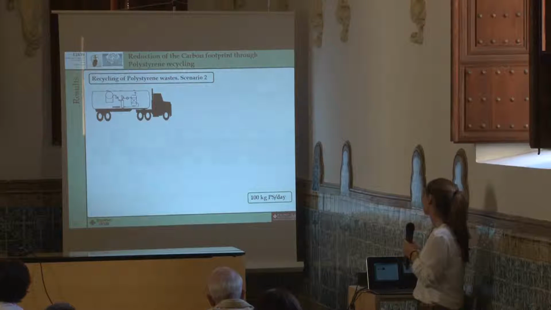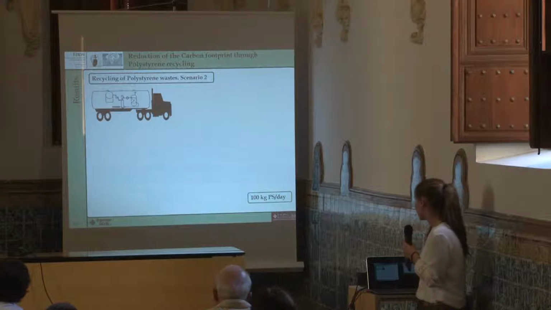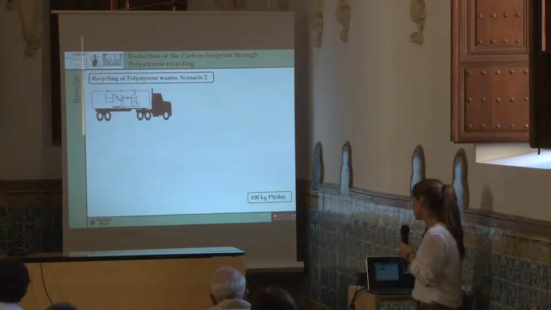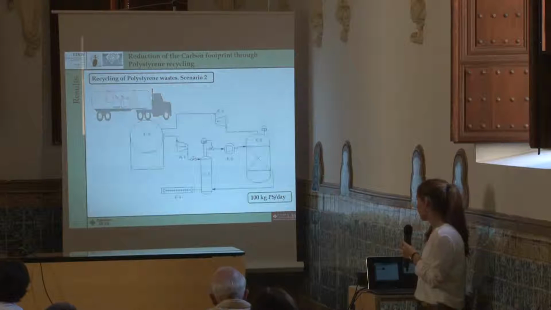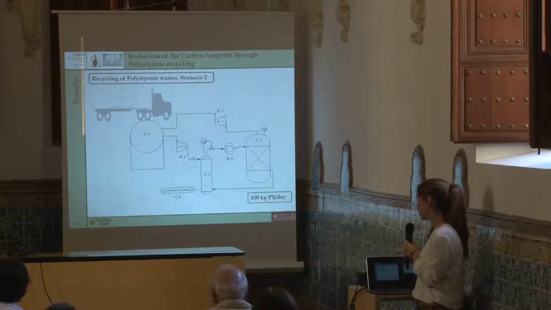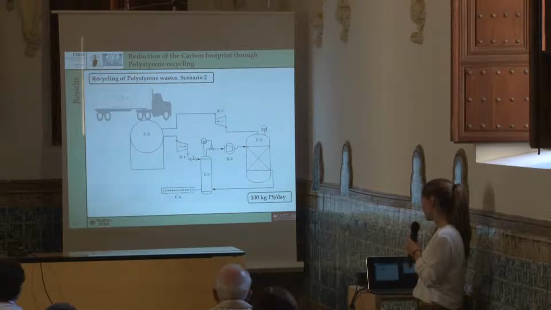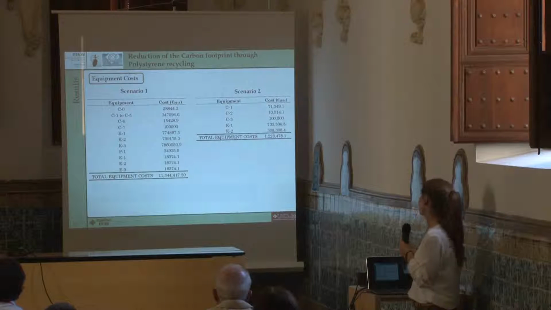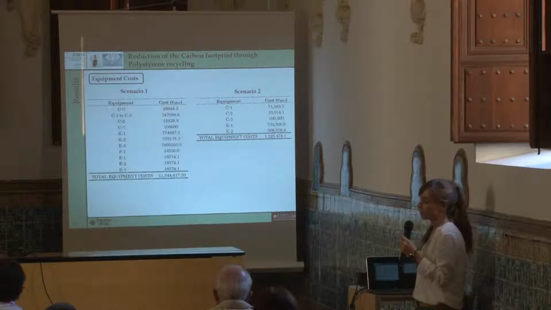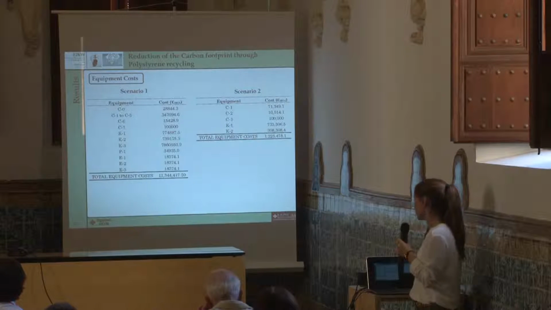Scenario number 2 consists of a semi-industrial or pilot plant that is able to recycle 100 kilos of polystyrene per day. In this case, only one foaming vessel is necessary, and also the efficient recycling of CO2 will be studied. Initially, all the equipment was designed and their cost was evaluated.